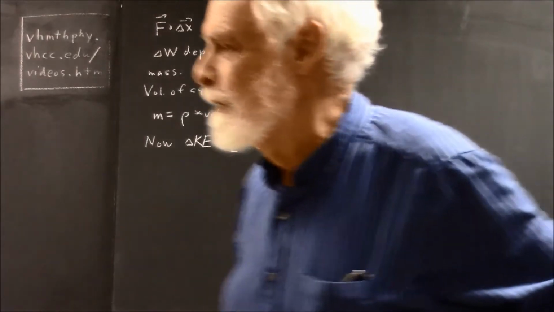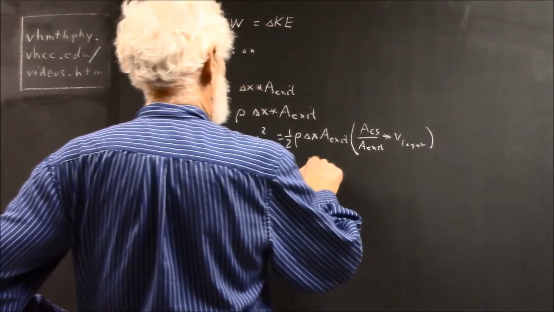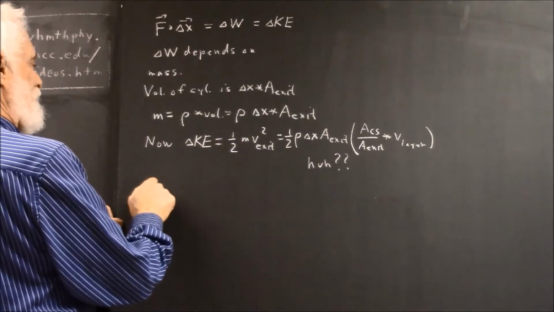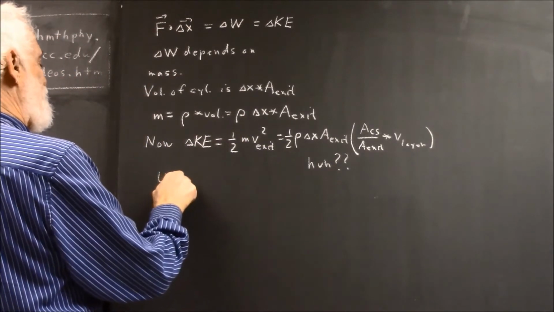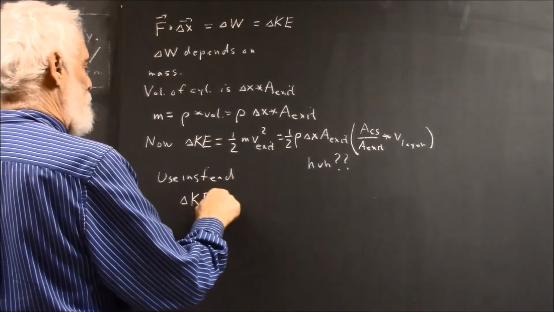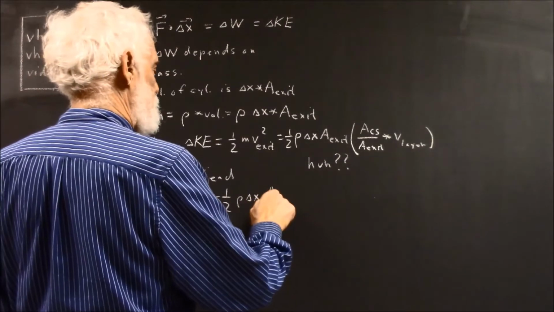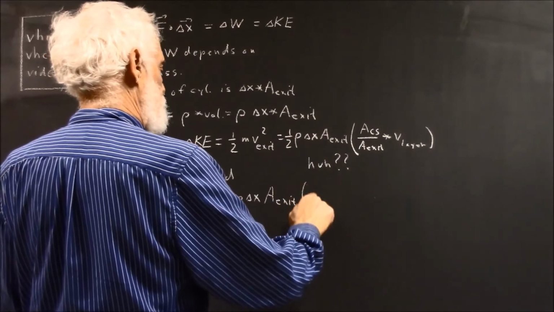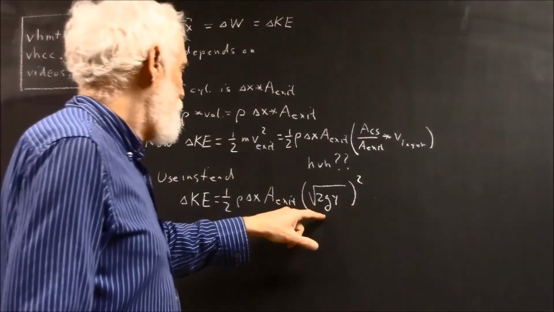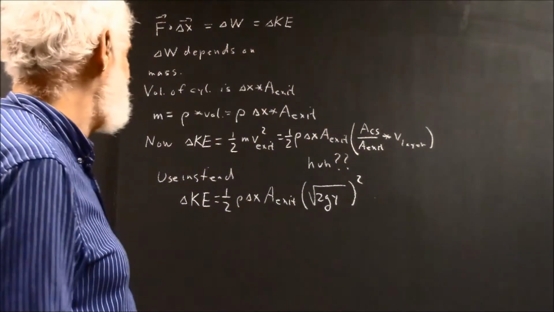Getting rough, but you probably should have used a different expression for V exit. V exit square root 2gy. So instead, because we established that V exit was this, right? So what we had here was just an intermediate brain fart.